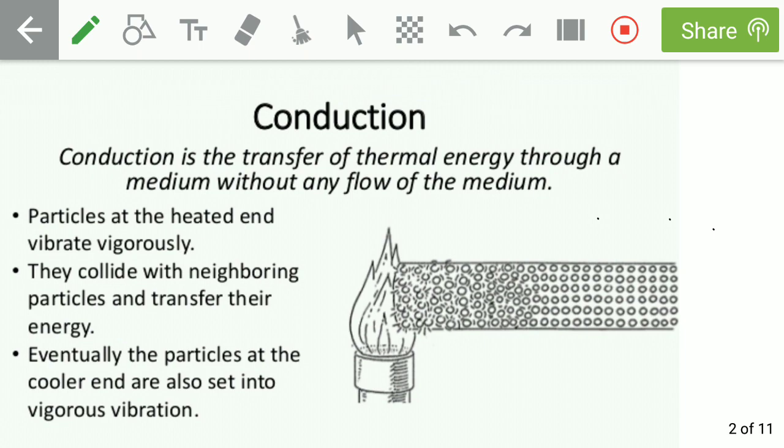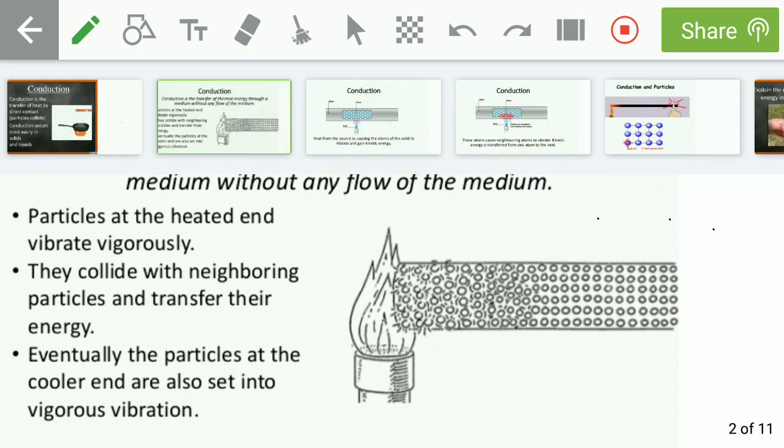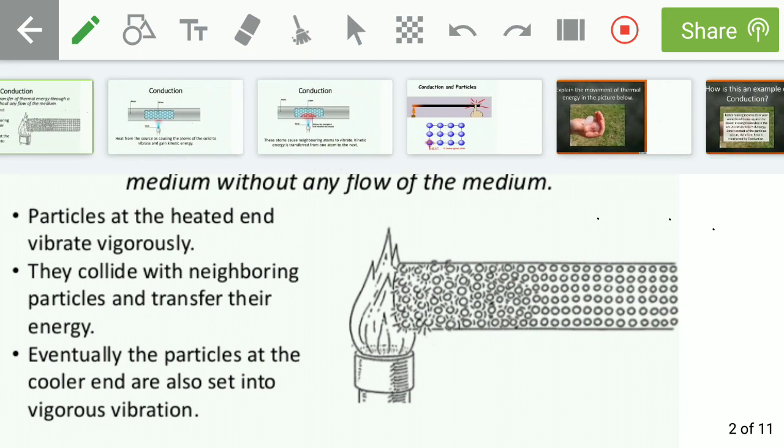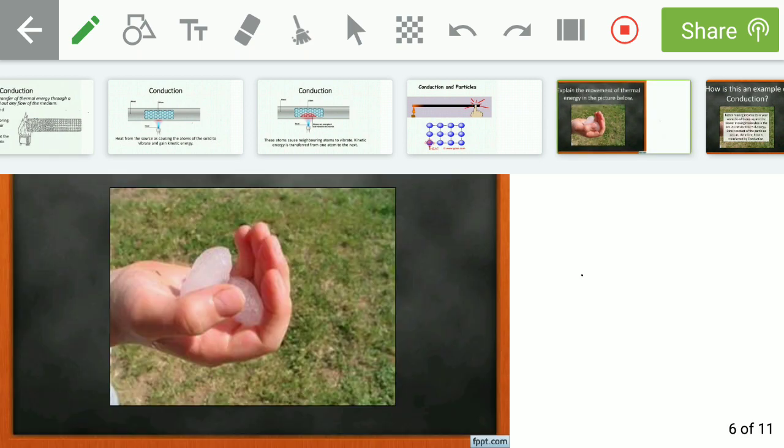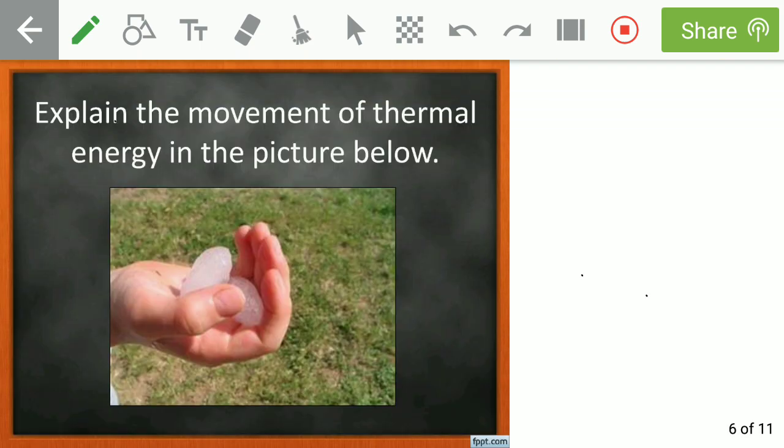This is the reason heat is transferred from one object to another part of the same object. We can consider this example as conduction also. Let me explain a few more slides and we will be able to understand the process more effectively.